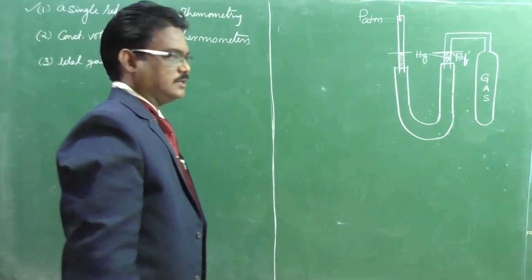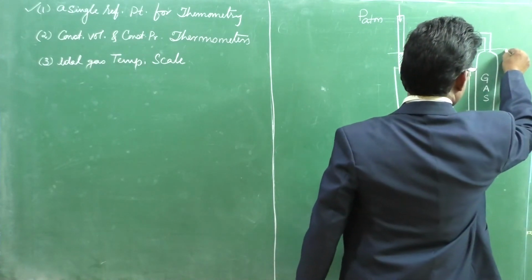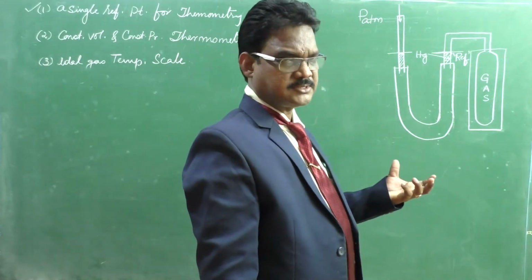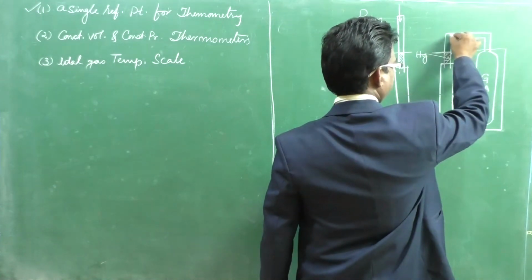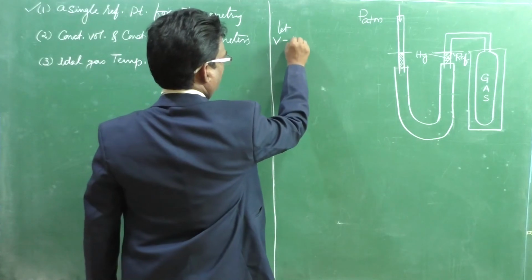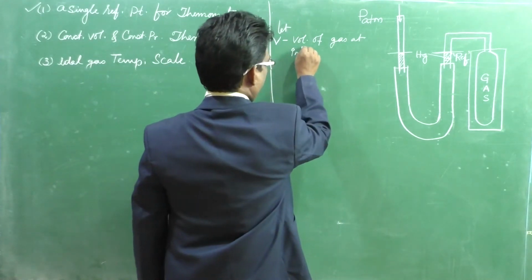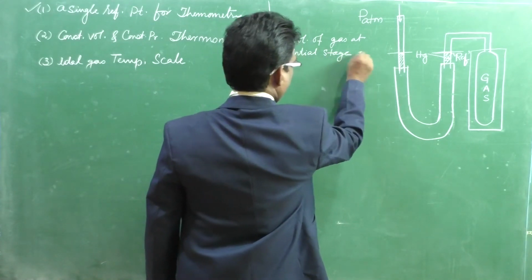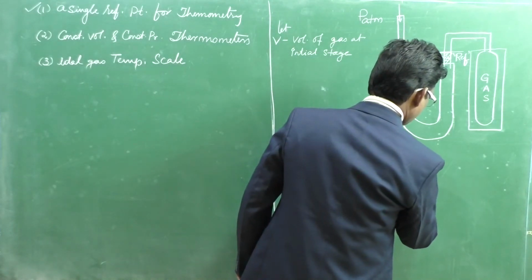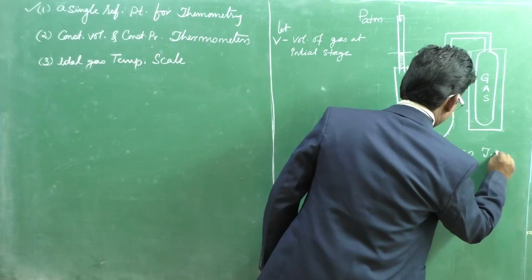Now we place this gas thermometer bulb in a system. Before placing it in the system, what is the volume of gas? The volume filled in the bulb and the gas up to here. Let V be the volume of gas at the initial stage. And this is the constant volume gas thermometer.